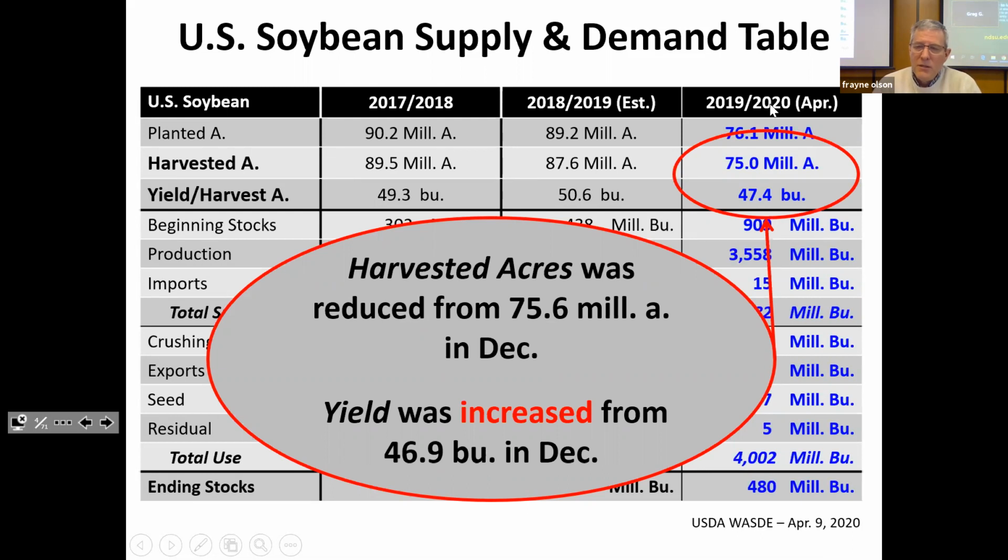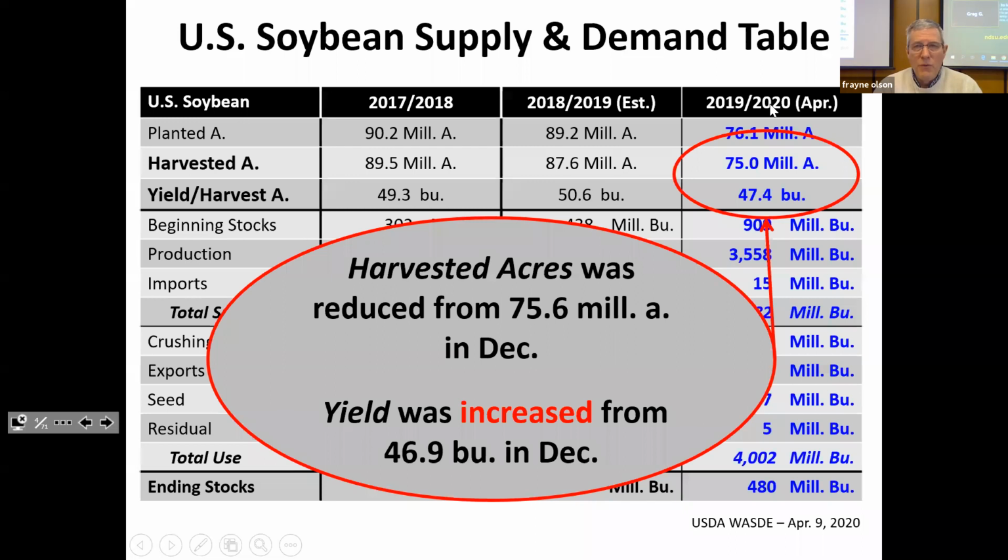So let's just do a real quick recap of, again, what happened last year. We harvested about 75 million acres. This was actually reduced since the December. I'm kind of using the December estimates as that reference point. Yield was increased from the December estimate. So we kind of had this trade-off. Our harvested acreage dropped, but the average yield went up.